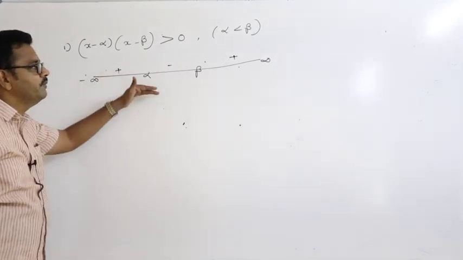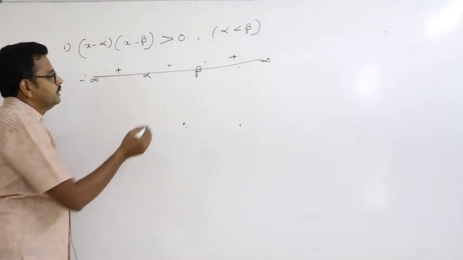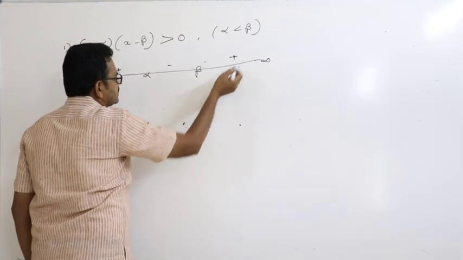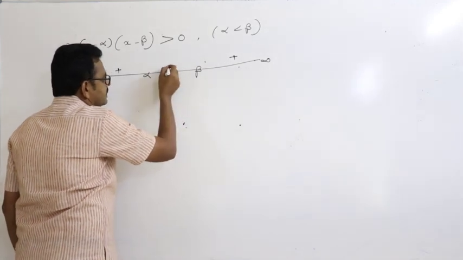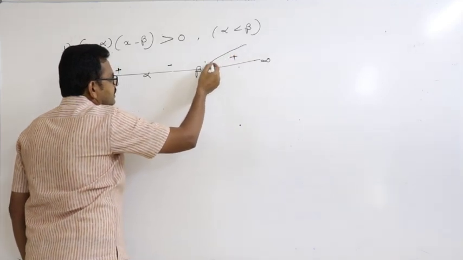This is the way. Simply this is called a wavy curve, just like a wave. To the right of beta, always put plus. Next one is alternate signs. This is minus, this is plus, like this. So that means this graph is like this.